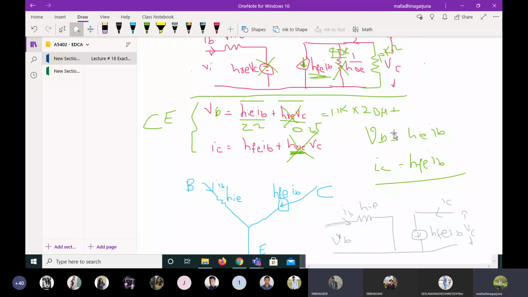Yes, we can take more than 10k. In specific regions or specific applications, if you want, you can take more than 10k, no issue. But in most of the cases, we'll take only 10k. Okay, sir.